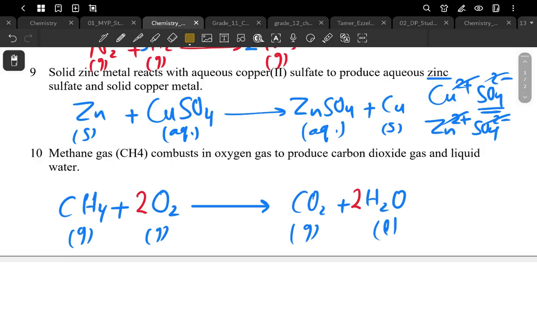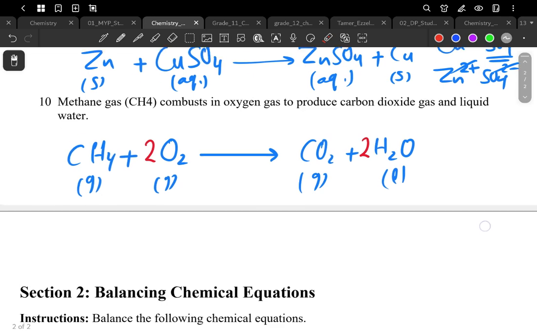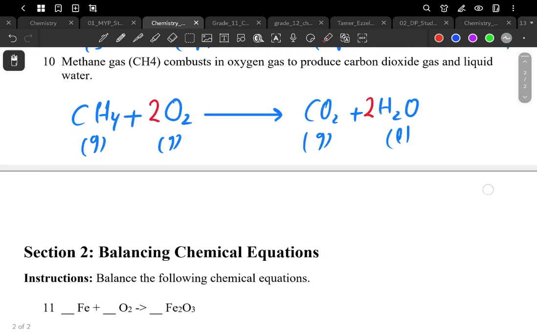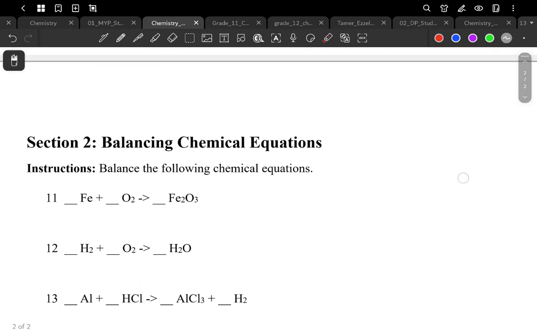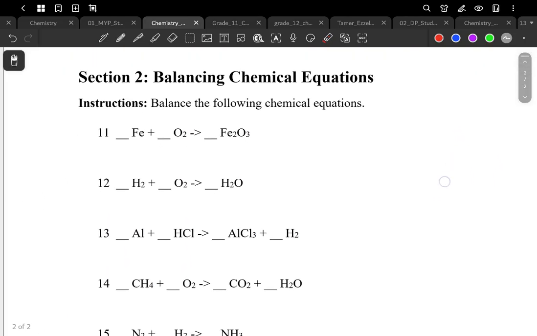Okay guys, don't forget, oxygen 2 here and 2 here, 4 oxygen atoms. And on the other side it was 2, but I raised it up to 4 by adding a coefficient of 2. Okay, now it's a balanced chemical equation. Now let's practice balancing chemical equations.